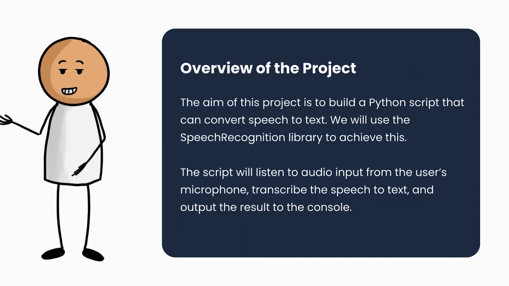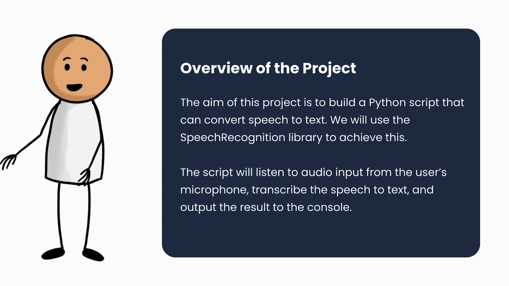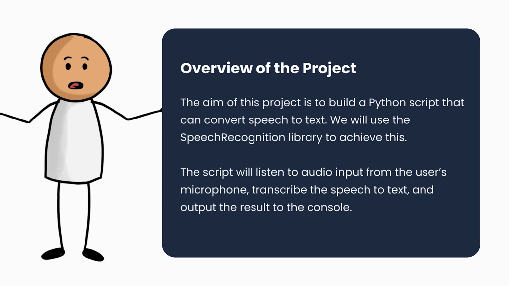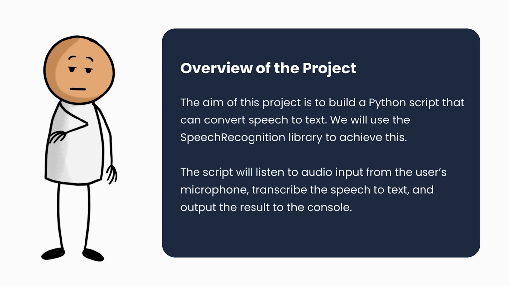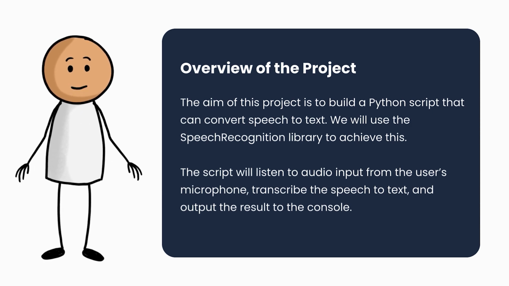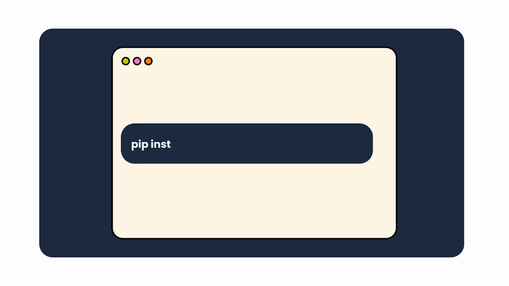The aim of this project is to build a Python script that can convert speech to text. We will use the speech recognition library to achieve this. The script will listen to audio input from the user's microphone, transcribe the speech to text, and output the result to the console. Before you start building the project, you will need to install the speech recognition library. You can do this by running the following command in your terminal.